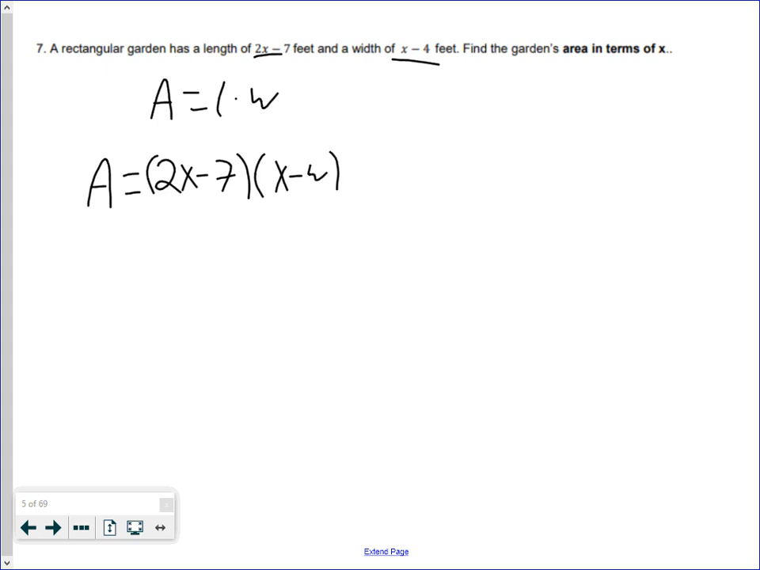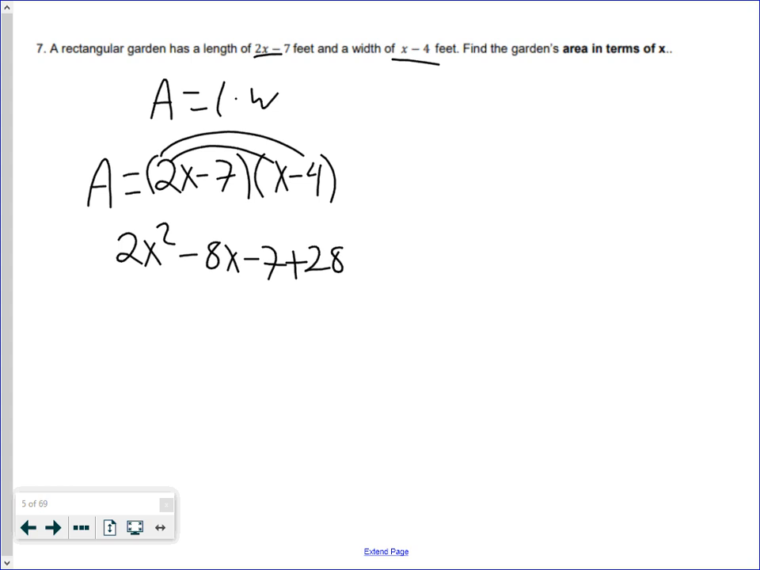Length times width. So now we're just going to FOIL this out. Distribute that 2x. So we get 2x squared minus... that 4 looks like a W, but it's x minus 4. There we go. So distribute that: 2x squared minus 8x minus 7x plus 28.